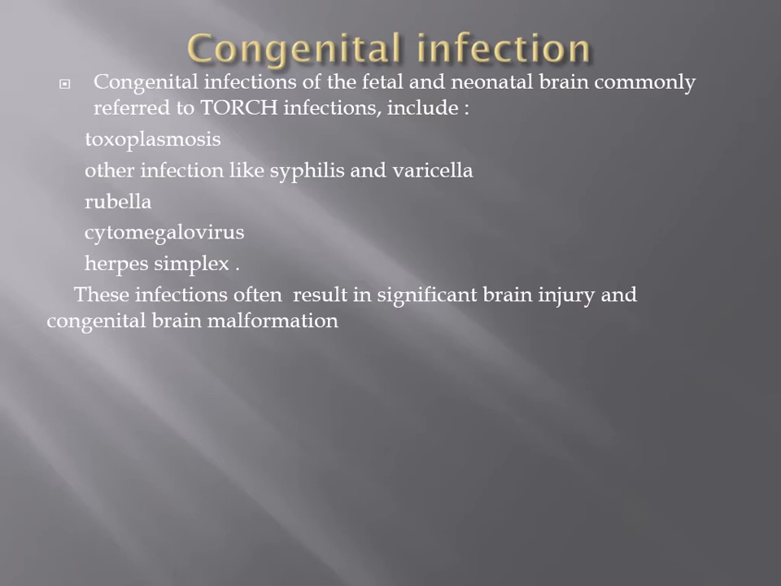Congenital infection of fetal and neonatal brain, commonly referred to as TORCH infection, includes toxoplasmosis, other infections like syphilis and varicella, rubella, cytomegalovirus, and herpes simplex. These infections often result in significant brain injury and congenital brain malformation.